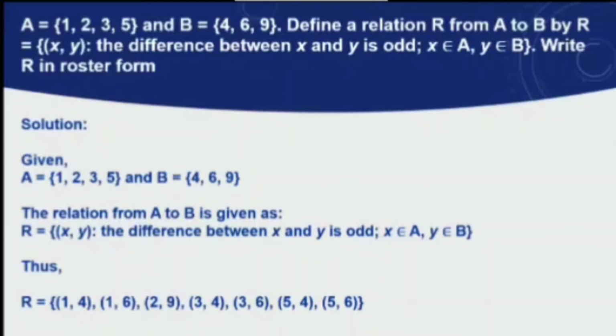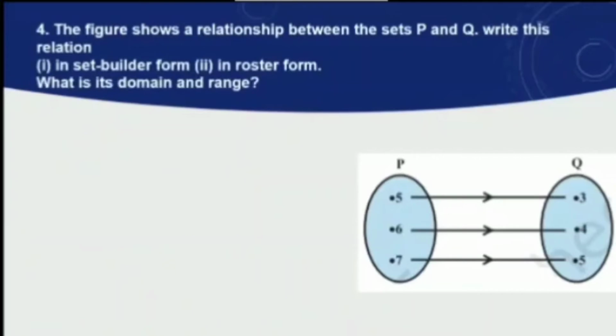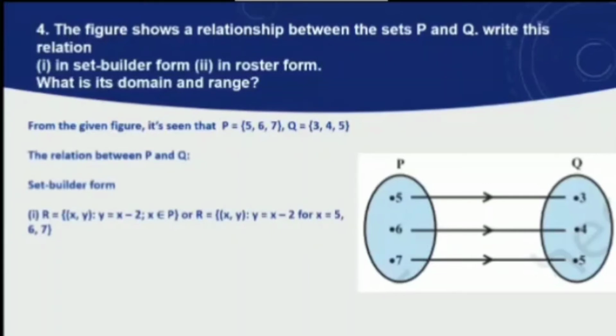Now the next question. First figure came. The figure shows the relationship between P and Q. Write the relation in set builder form and in roster form. And what is the domain and range? Okay, this is the given question. By seeing the given figure, you can see that P contains the elements 5, 6, 7 and Q contains the elements 3, 4, 5. And the relationship between P and Q, what you observed from the figure, is R is a relation (x, y) such that y equal to x minus 2.